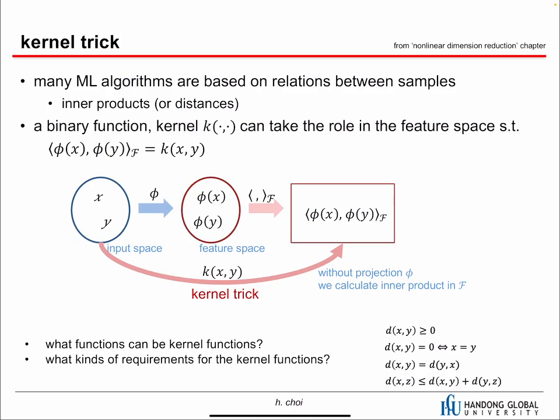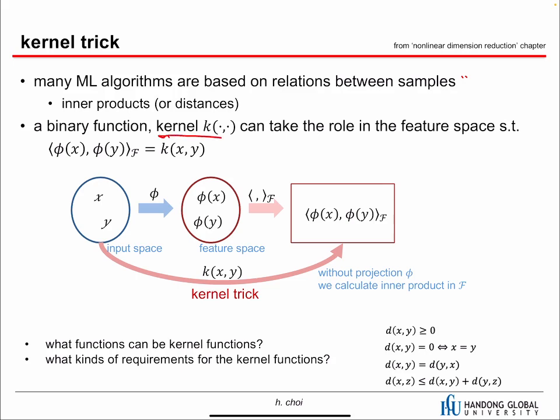And then many machine learning algorithms are based on the relations between the samples. So we don't have sample xi as it is in the middle of the algorithm. Most of the time, we have xi in the distance function, similarity function, or inner product function. In any way, we have the relationship between the samples. And that kind of relationship can be captured by the kernel.